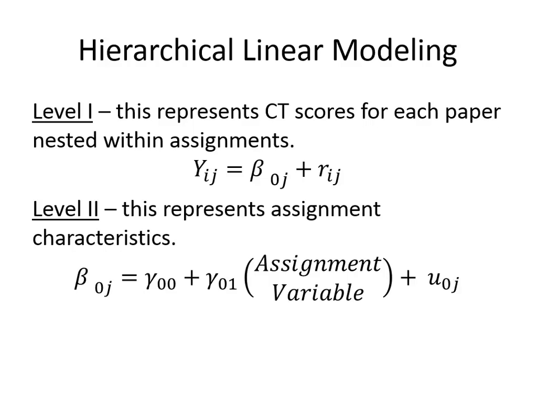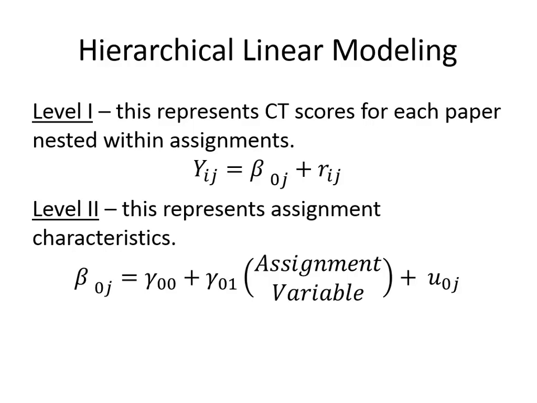So we used HLM in order to analyze this, and you can think about this as existing at two different levels. At level 1, we have a student's paper that is nested within these different assignments. So we have each student's critical thinking score for that paper within an assignment. And if you look at the first equation, we are saying that that is a function of an intercept, which is basically just an average critical thinking score for that assignment, plus an error term.